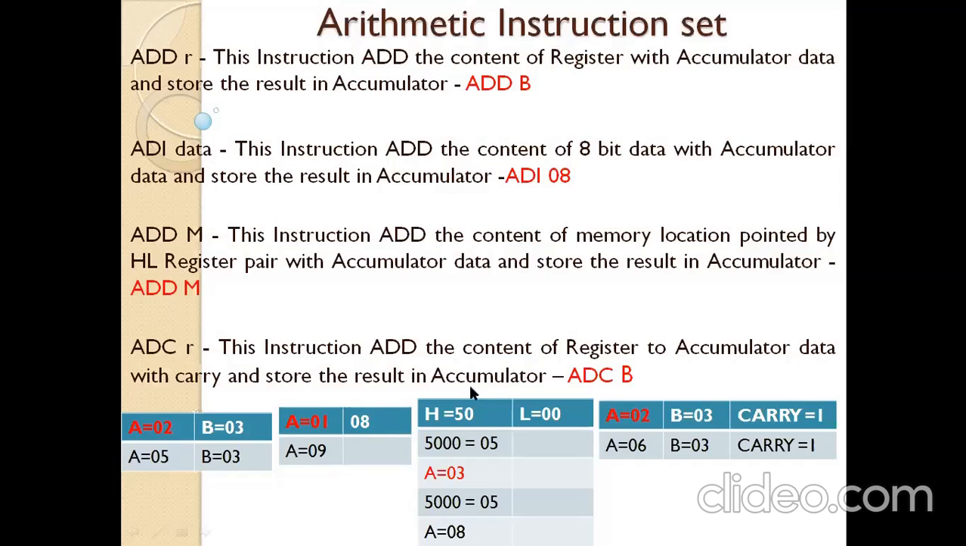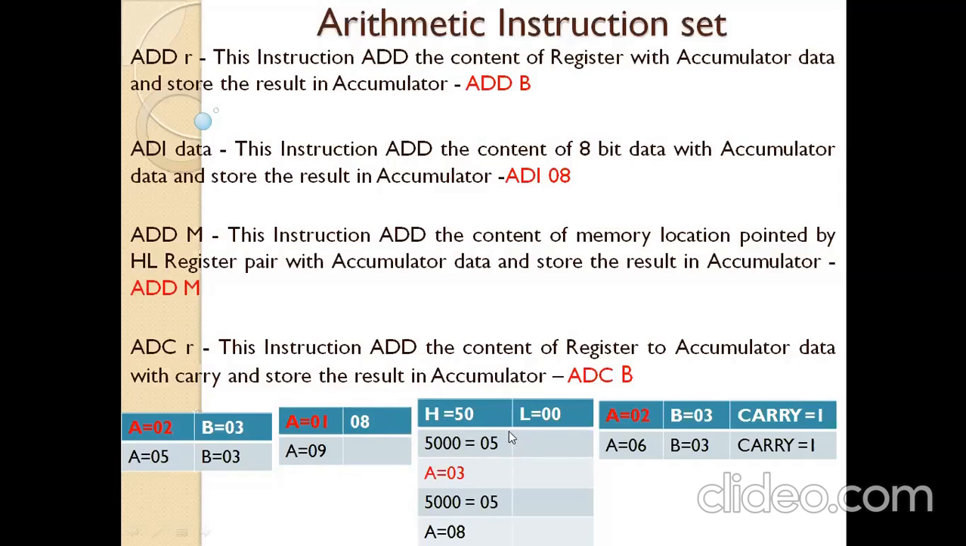ADD M. So what is meant by ADD M? M represents the memory location. What is meant by memory location is we have to see what is the value in the H register, 50, and the L register, 00. If you combine the two values, you will get the address. That address is 5000. So 5000 is the memory address.